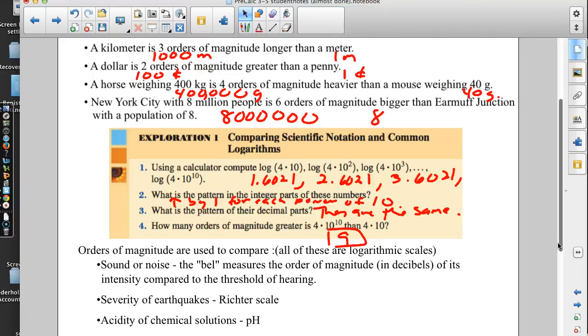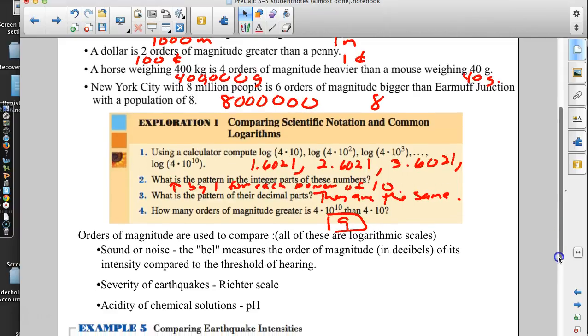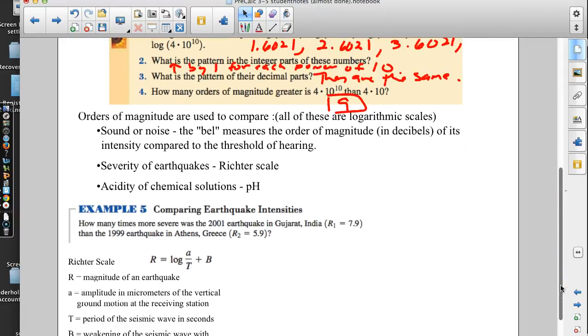So orders of magnitude are used to compare. Like it says, all of these are logarithmic scales because we're talking about either really big numbers or really, really teeny numbers. Sound or noise, the bel measures the order of magnitude in decibels of its intensity compared to the threshold of hearing. Severity of earthquakes, Richter scale, really big numbers. Acidity of chemical solutions, pH.